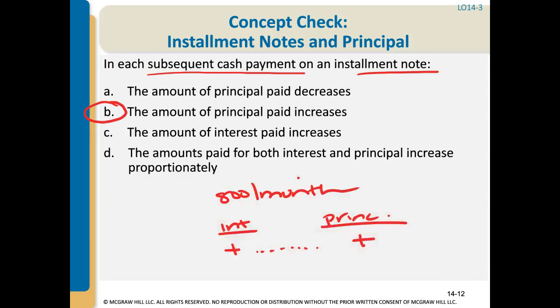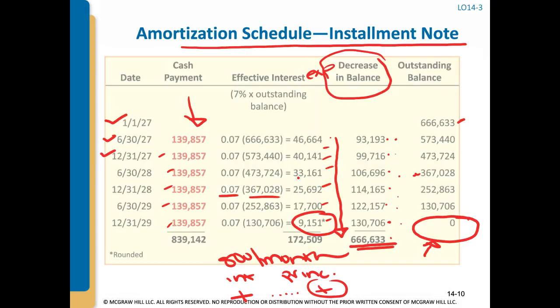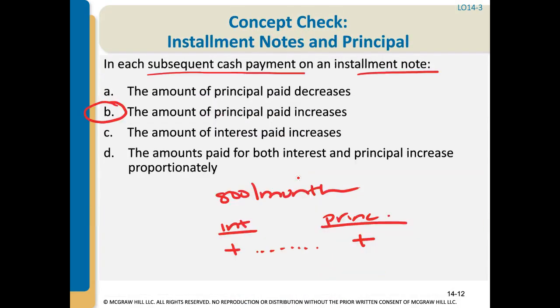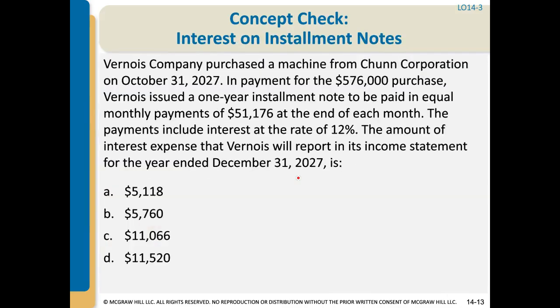Okay, so I'm going to go back to right here, and this is where we can see, let me just erase some of it. Here's what we're talking about: for each payment, you can see this is the principal payoff column. Each payment, the amount of principal that's paid off increases. So that's what that question was talking about.